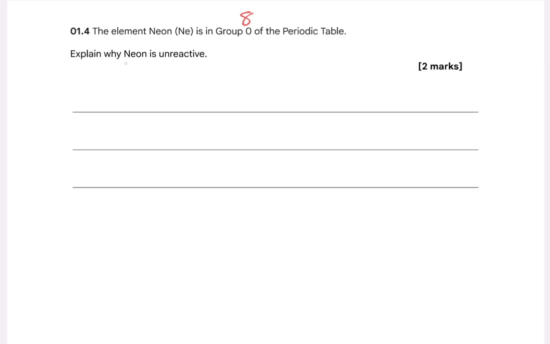And it's asking us why neon is unreactive. Now, because it's in group 0 or group 8, it's possible to appreciate that if it's got 8 electrons in its outer shell, then it does not need to gain nor lose any electrons in order to complete that one.